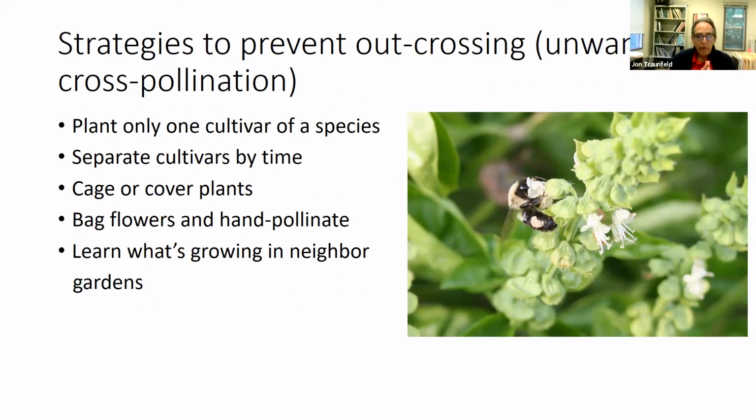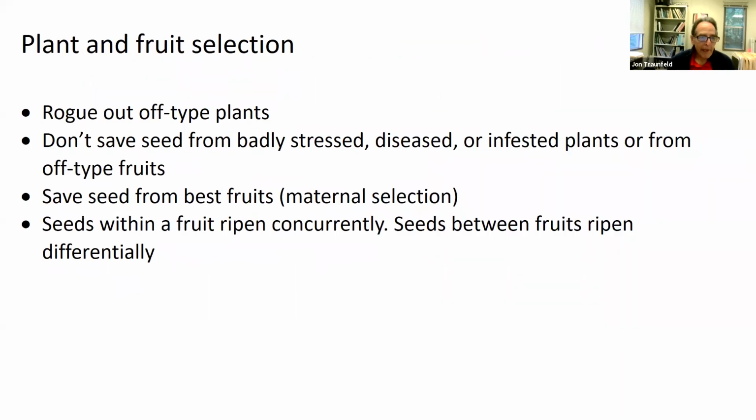We can also cover plants. Insect pollinated plants can be covered with screening material to prevent bees from moving pollen onto those plant flowers. And we can also bag flowers and hand pollinate them. Some people do that, especially with squash and pumpkin. So these are some strategies that we can employ to reduce that risk.